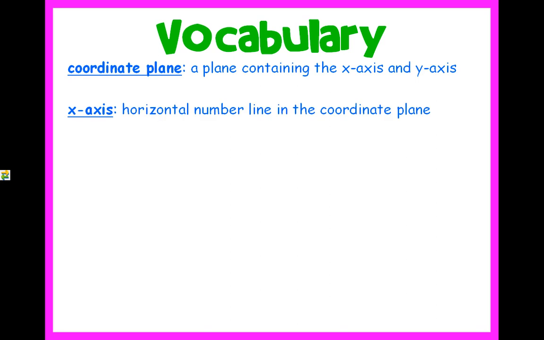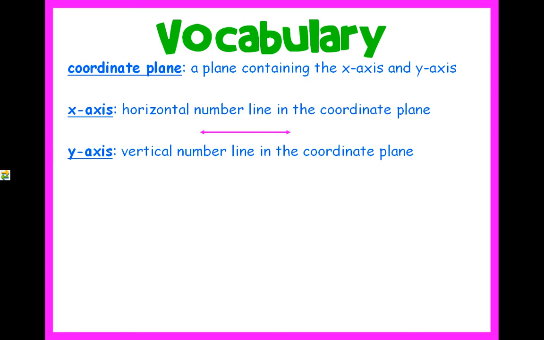Well, what are those? The x-axis is a horizontal number line in the coordinate plane. And horizontal is like from left to right. Think of like the horizon of a sunset. The y-axis is the vertical number line in the coordinate plane, which is up and down.